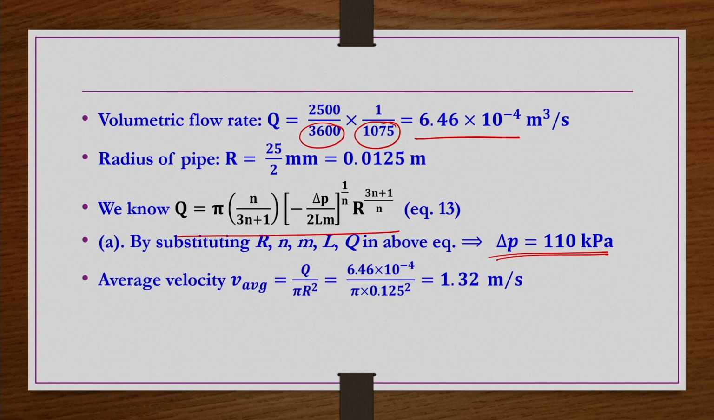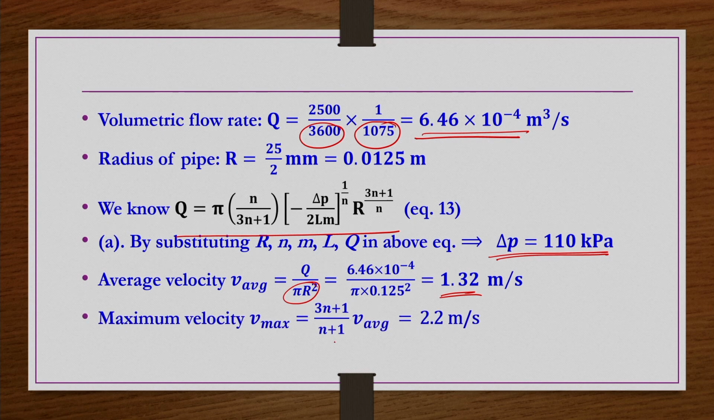And then the average velocity, Q is already obtained. So, if you divide this Q by pi r square, then you get the average velocity 1.32 meter per second. It is not part of the question, but we can do it anyway. Then maximum velocity is nothing but 3 n plus 1 by n plus 1 times the average velocity that we have already seen. So, you substitute n here, V average you got 1.32 meter per second here. So, then 2.2 meter per second. So, the pressure drop as well as the center line velocity or the maximum velocity we got. The first part is done.